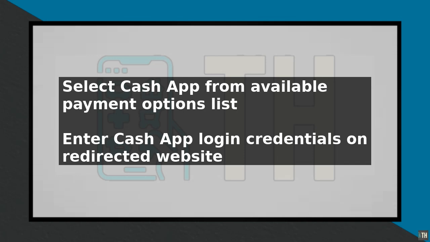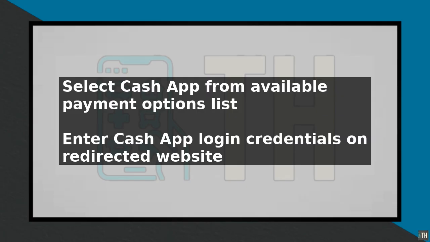You will be redirected to the Cash App website where you will be prompted to enter your Cash App login credentials. Enter your phone number or email address associated with your Cash App account. Then enter your password. If you have two-factor authentication enabled, you will also need to enter the verification code sent to your phone or email.